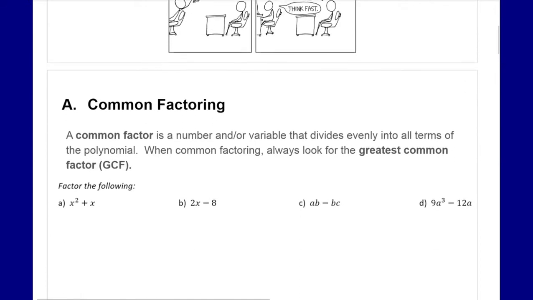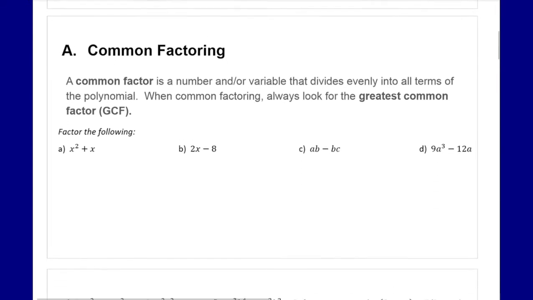So in general, first what we're going to look at is common factoring. A common factor in itself is a number and or variable that divides evenly into all terms of the polynomial. So basically we're looking for a number and or a variable that is a part of every term, or is a multiple or factor of every term in your polynomial. When common factoring, we're looking for the greatest common factor, or GCF.